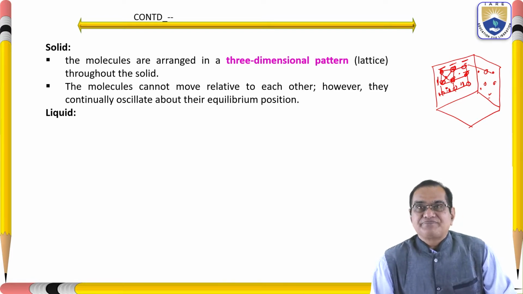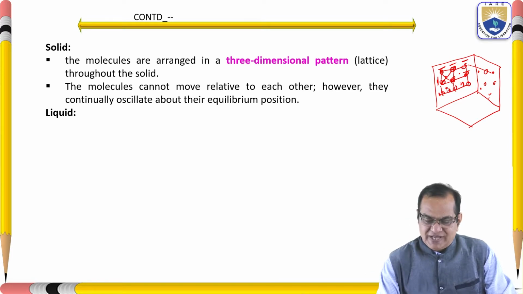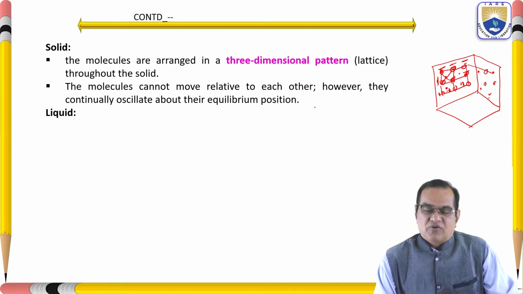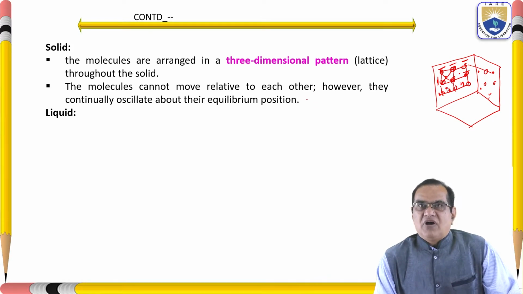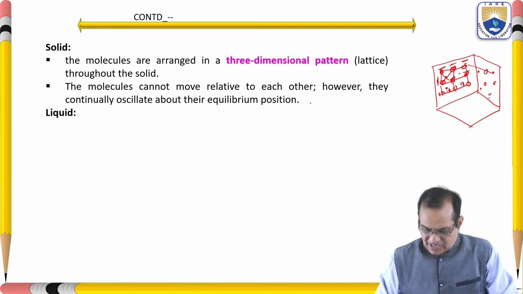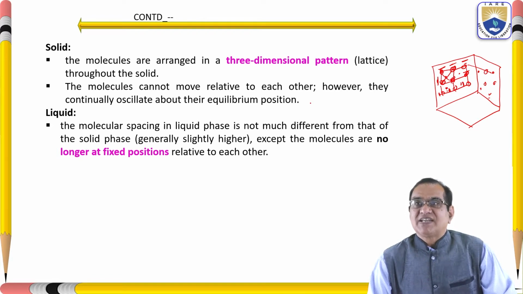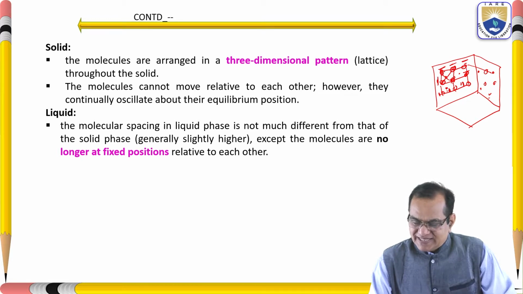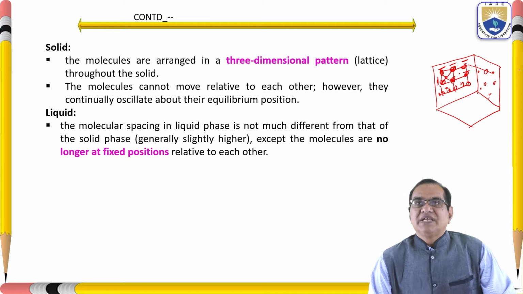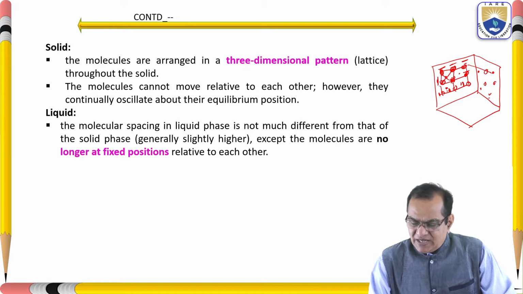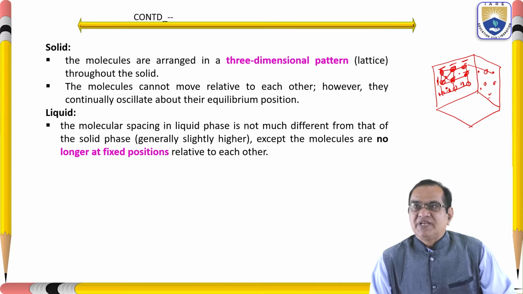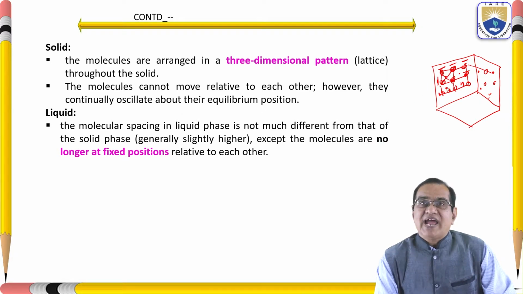And what is the liquid? The solid, you can see the iron, or your aluminum, or your ice, dry ice, all these things come under the solid. Liquid: the molecular spacing in the liquid phase is not much different from that of the solid phase. So these molecules are like this only, generally slightly higher, a little more than the solid, except the molecules are no longer at fixed position.